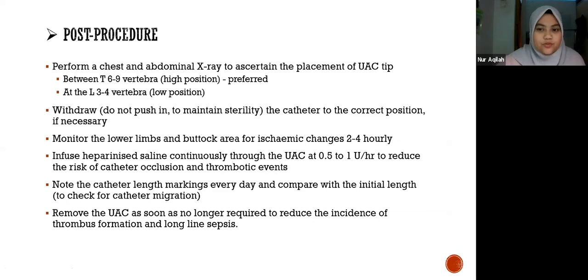And also, every 2 to 4 hourly, we should monitor the lower limb and also buttock area for ischemic changes and infuse heparin saline continuously through the UAC at a rate of 0.5 to 1 unit per hour to reduce the risk of catheter occlusion and thrombotic events. Also, daily, we have to check for the catheter migration by measuring the catheter length marking every day and compare the initial length at the point of time in which we insert the UAC. And finally, we should remove the UAC as soon as no longer required to reduce the incidence of thrombus formation and also long line sepsis.